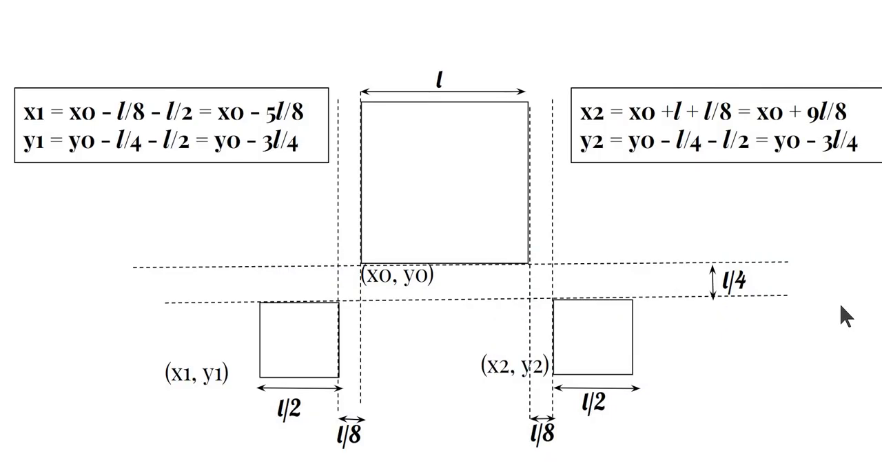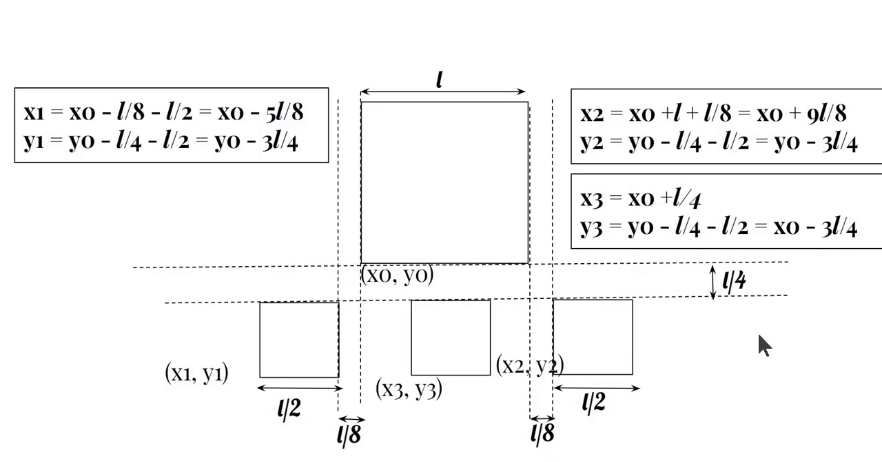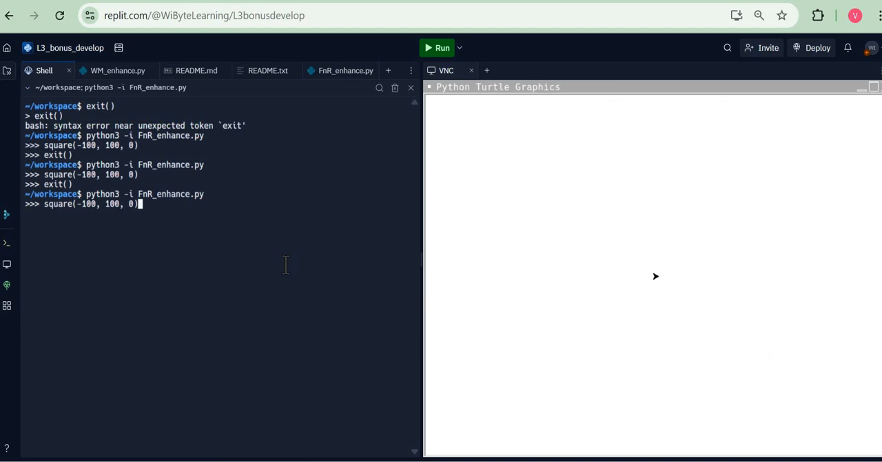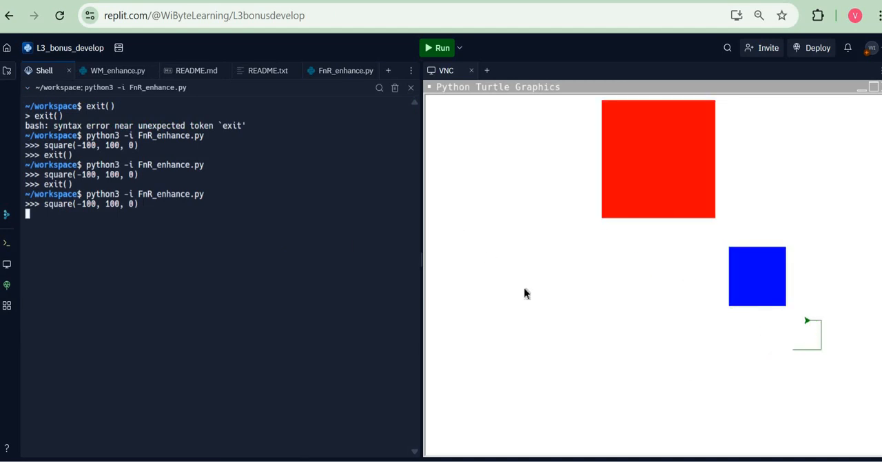Now let's say I want to get a third square in place, let's say something in between. So once again, that's not hard because I can compute x3, y3. Basically x3 is x0 plus L by 4 and y3 is the same as y0 minus 3L by 4. I get back to my code and I just enable the third level of recursion. Now, when I run this, again, the recursion starts.